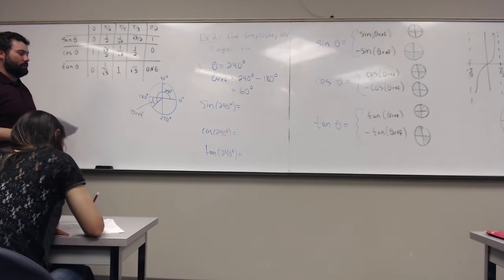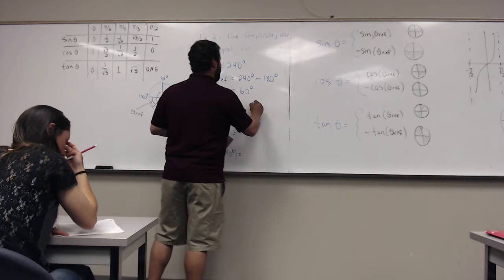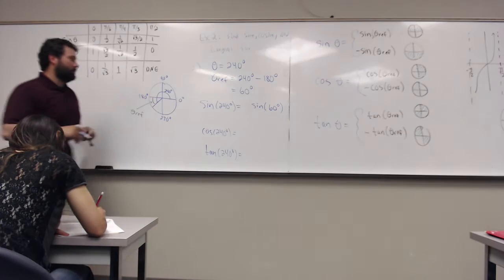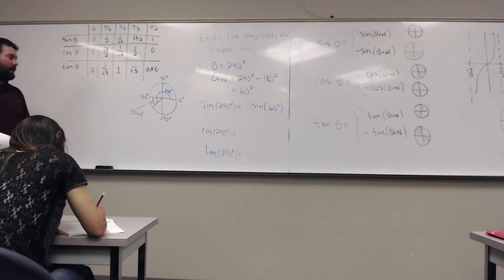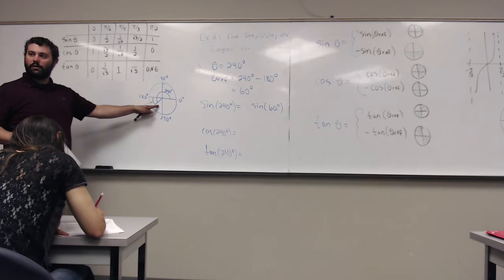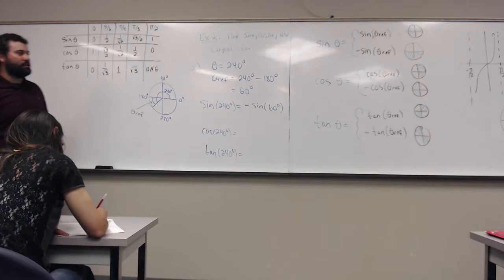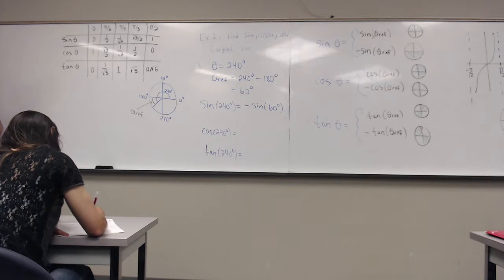Okay, so sine is either plus or minus sine of the reference angle. And then what am I going to choose for a sine? If we're in the third quadrant, sine has a negative value. So that'll just be minus sine of the reference angle.